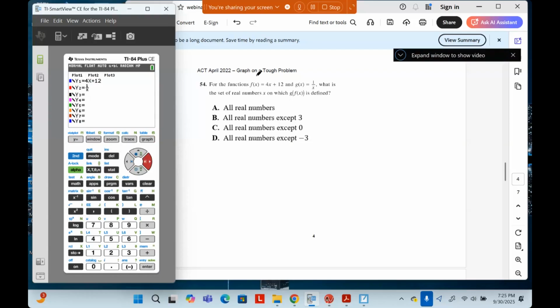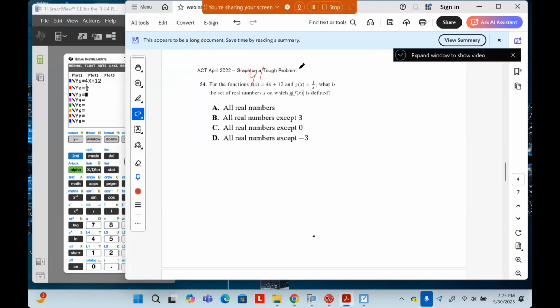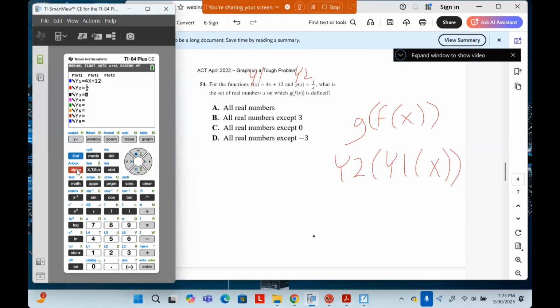Because, again, Y1 is F of X, and Y2 is this one. When it says G of F of X here, that's really Y2 of Y1 of X. So I'm just going to graph that here. To get to that, you hit alpha trace, where you go Y2, parentheses, Y1, parentheses X, and close those parentheses. I like to close parentheses just for our students.